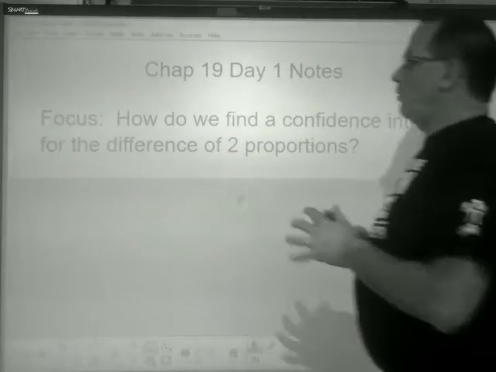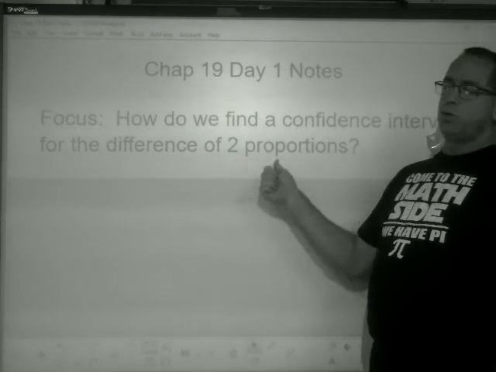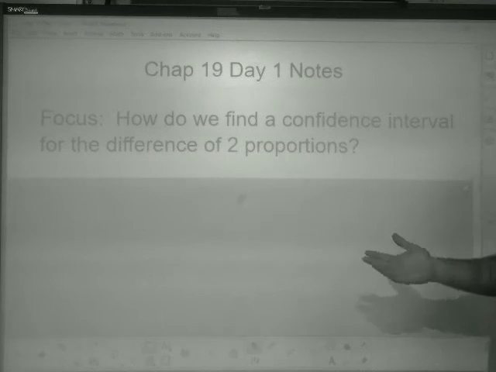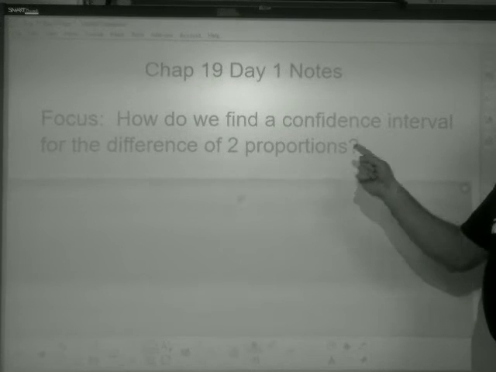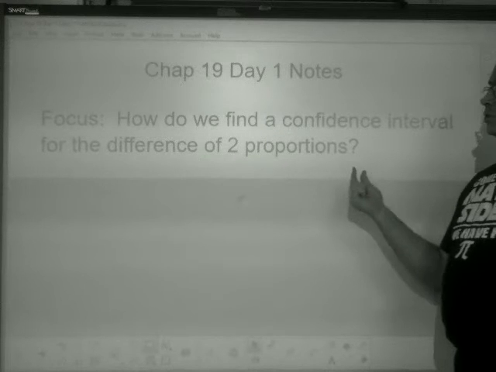Okay, chapter 19, day 1. What we're going to focus on is how do we find a confidence interval for the difference of two proportions. So in the past we've taken a confidence interval for a proportion, or even also for a mean, but now we have two proportions and we want a confidence interval for how much different they are from each other.